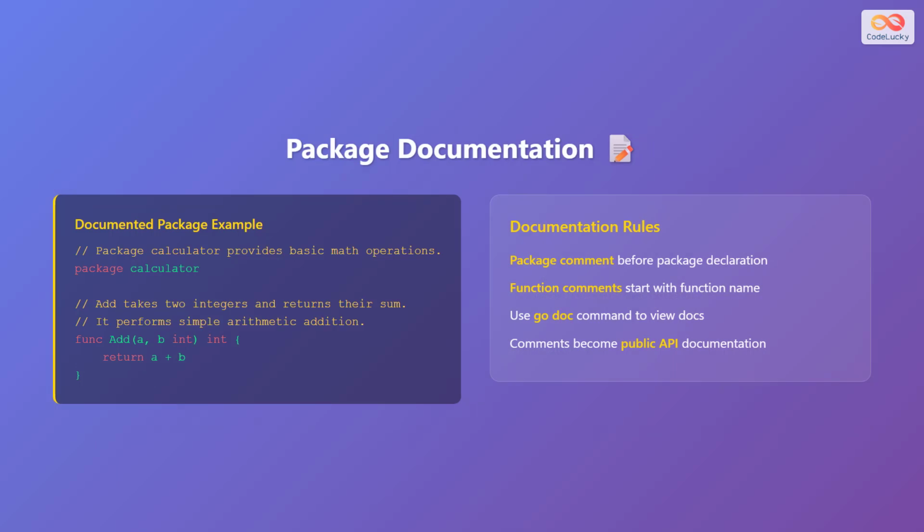Documenting your packages is very important. At the beginning of your package file, provide a package comment that briefly describes the package's purpose. Similarly, add comments to each exported function explaining what it does and what the parameters are. You can then use the godoc command to view the documentation you've written. These comments effectively become the public API documentation for your package.